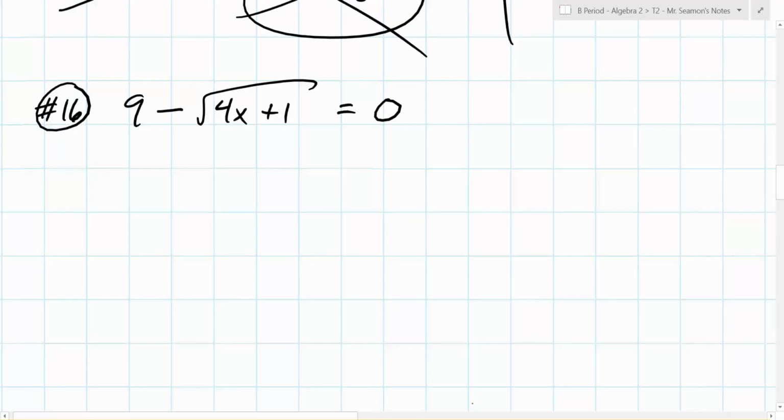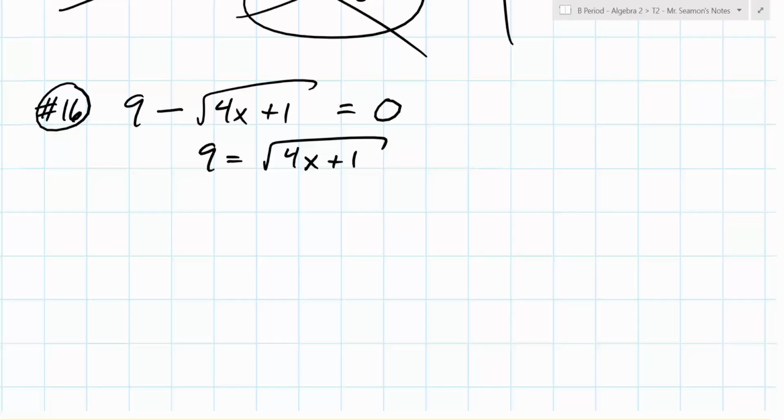What's that first step? So what should I add to both sides? 9. No, you subtract 9. You either subtract 9 or what do you add? Add the radical. Add the radical. So you get 9 is equal to, does it matter what side it's on? No. I like that it's both possible. Yeah, and that's what I would do because it reduces the number of negative signs.